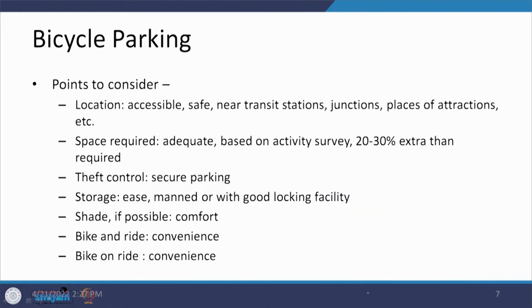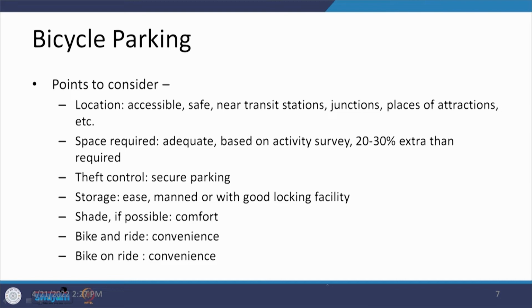Now, one thing which is quite important is that when you are talking about a bicycle, and when we say that the people should use bicycles, then what are the points we have to take care of? Probably we have to look at whether the things are accessible or not, whether they are safe and secure or not, and whether they are comfortable or convenient in terms of use.